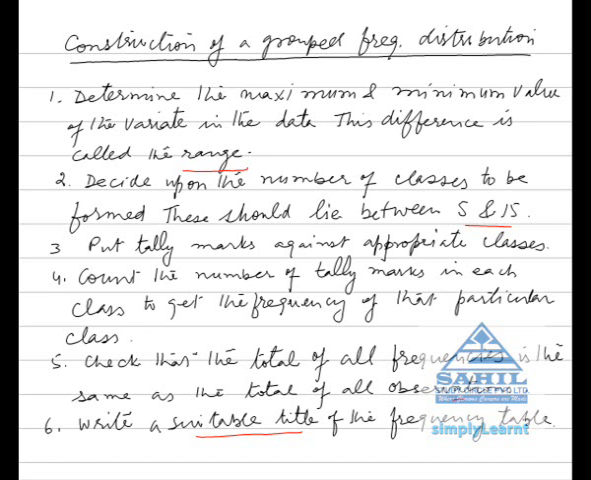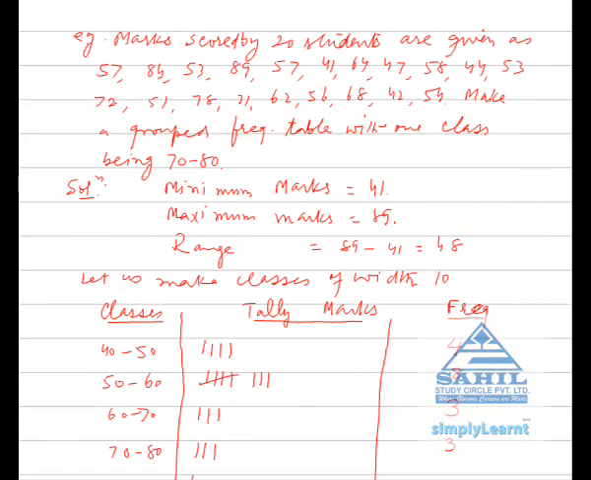Number 3. Put tally marks against appropriate classes. Number 4. Count the number of tally marks in each class to get the frequency of that particular class. Number 5. Check that the total of all frequencies is the same as the total of all observations. Number 6. Write a suitable title of the frequency table.